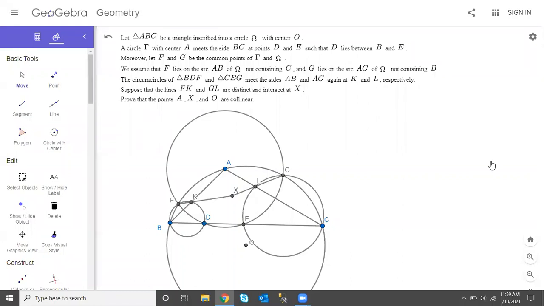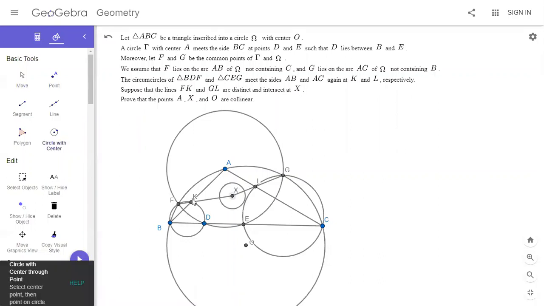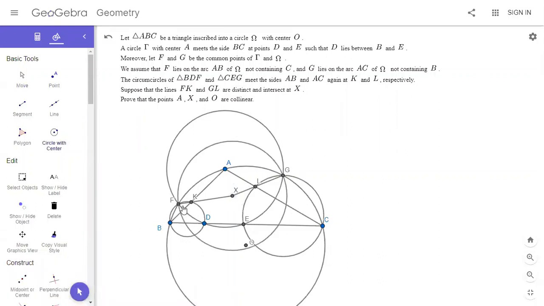Okay, so we want to use the fact that AD is equal to AE is equal to AF is equal to AG. So if AX and O are collinear, I think that means XF is equal to XG, right? Yeah. I mean, basically, we want to show XF is equal to XG.